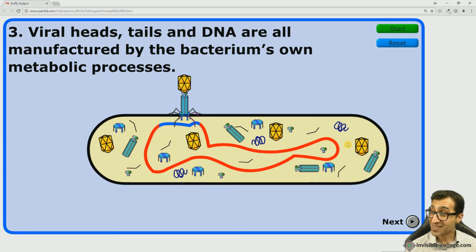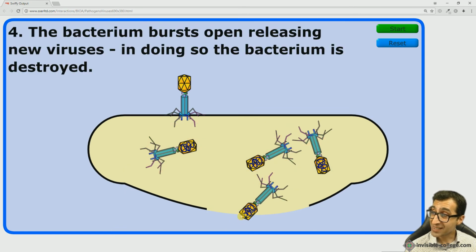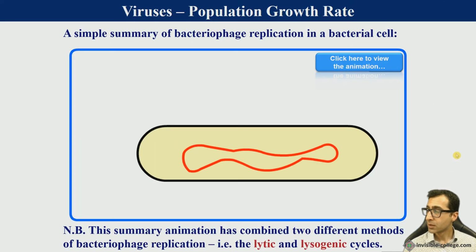Those components are then assembled to form new viruses until eventually the cell will burst open, and this releases those new viruses into the environment where they can infect more host cells. And the process is very similar when viruses infect eukaryotic cells as well. So the animation that you've just seen combines two different methods of bacteriophage replication, the lytic and lysogenic cycles. And if you want more detail on that, again, by all means, check out that course module on my website on cell biology.